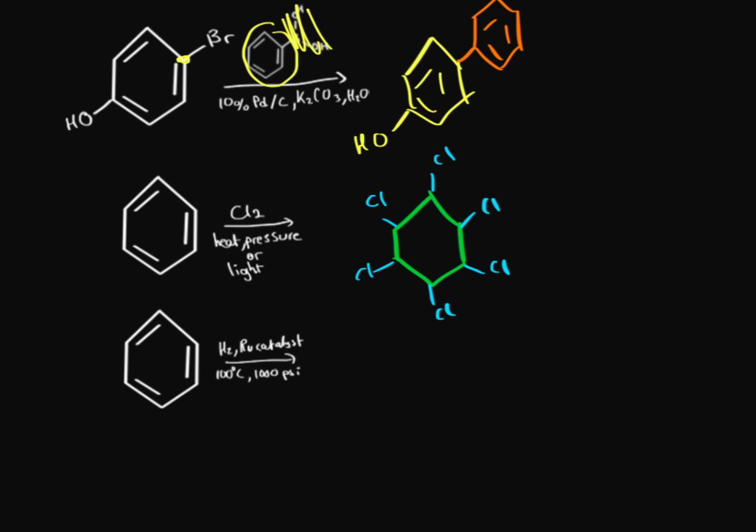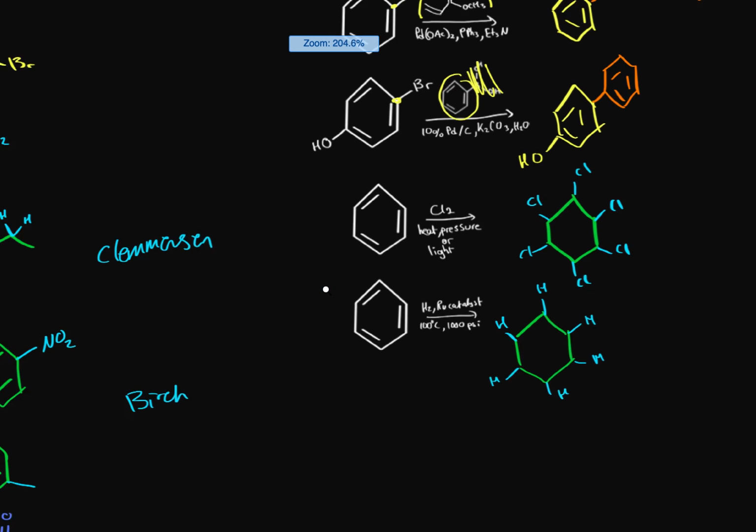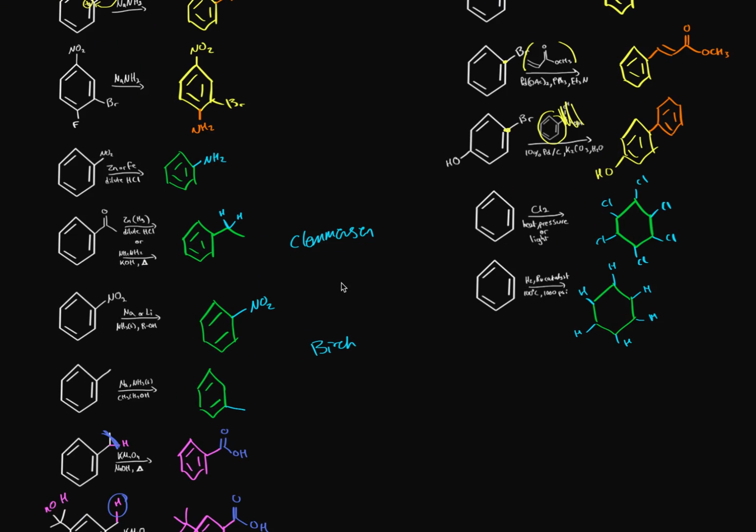And if you do the same thing with hydrogen gas with some sort of catalyst, high heat, or rubidium catalyst, high heat and high pressure, you'll get the same thing. You'll get a cyclohexane, but instead of chlorines being added onto it, it's just simply hydrogens being added. And that's all there is to benzene aromatic reactions. So I'm going to zoom out. We're going to see all the reactions we've done so far.